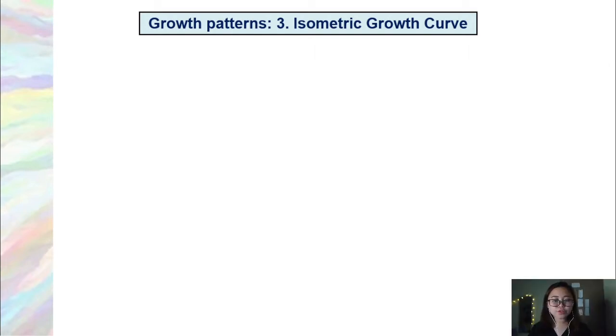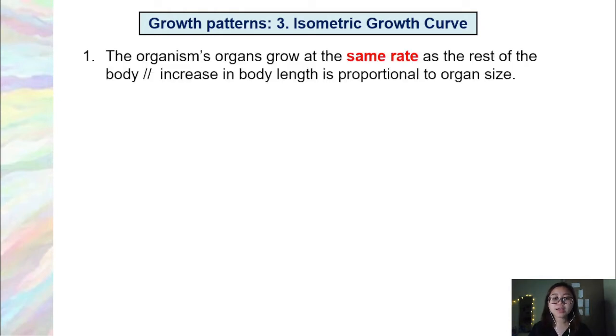So isometric growth, iso sama, metric measurement. It means the organism's organs grow at the same rate as the rest of the body. The increase in the body length is proportional to organ size. Simple cakap, semua organ dia membesar pada kadar yang sama. Bukan cakap kepala lebih laju, badan lebih laju, no. Semua organ membesar pada kadar yang sama.